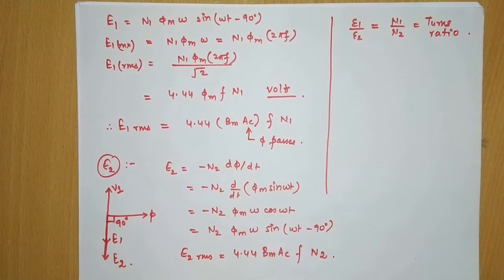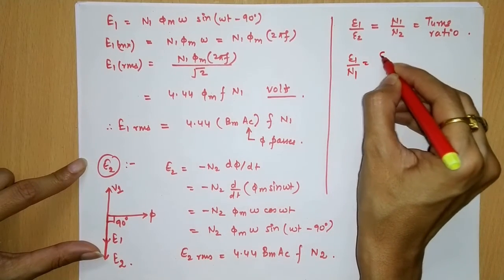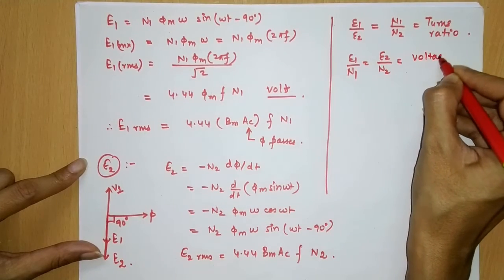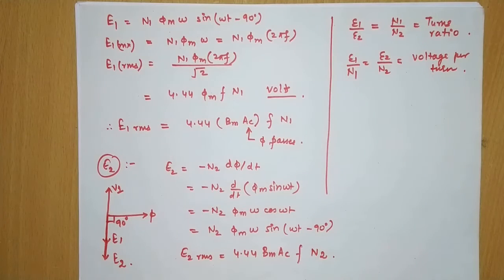N1 is the number of turns in series in the primary winding and N2 is the number of turns in series in the secondary winding. We can also write E1 upon N1 is equal to E2 upon N2 is equal to voltage per turn. Hence, induced EMF per turn in primary and secondary is equal.